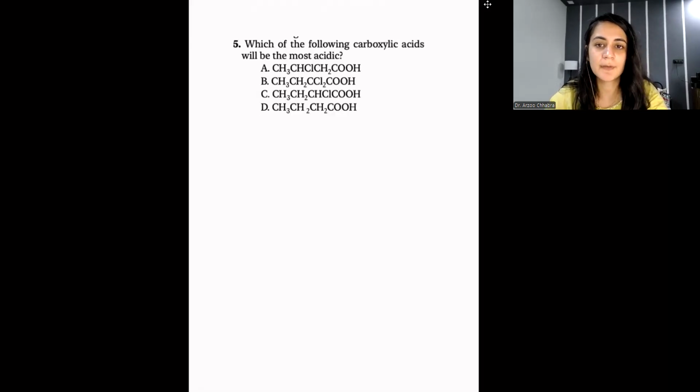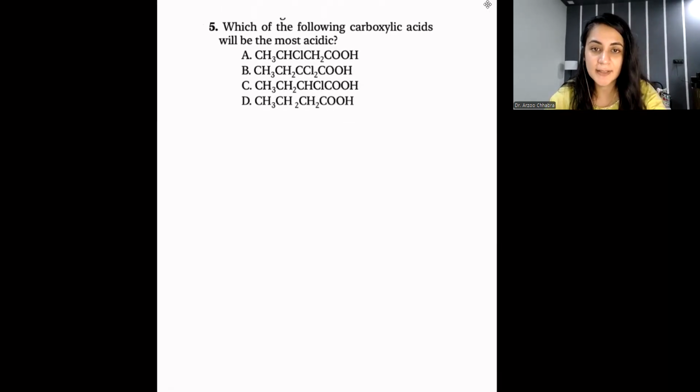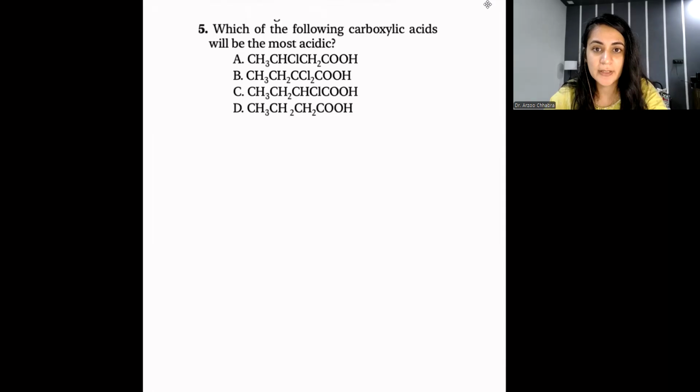Okay, next question. Which of the following carboxylic acids will be the most acidic? So this problem involves the concept of induction, right? When there are more chlorines, more electron withdrawing groups present, they can stabilize the negative charge. They can stabilize the anion of the compound. And so B is the correct answer for that problem, because there are two chlorines present. So more electron withdrawing group effects will stabilize the conjugate base. And if the conjugate base is stable, right, this has one only. The acid is more acidic.